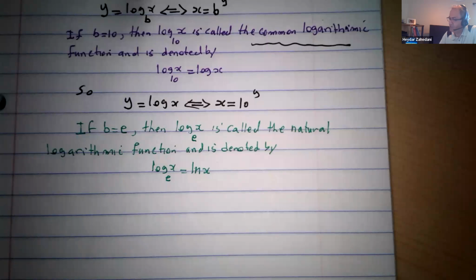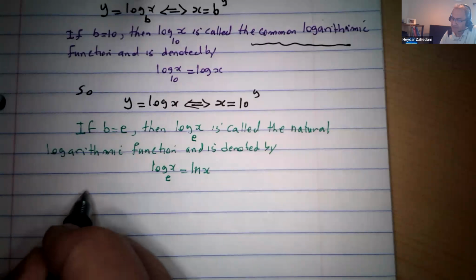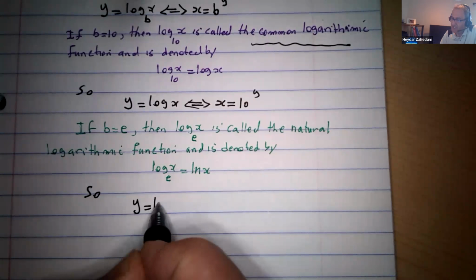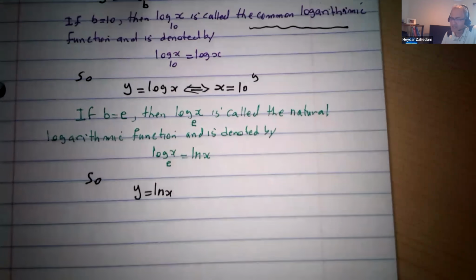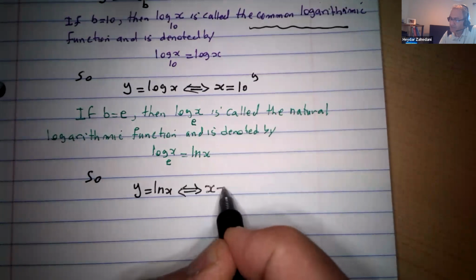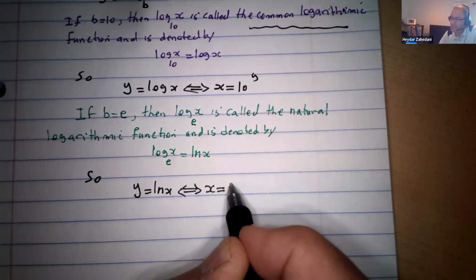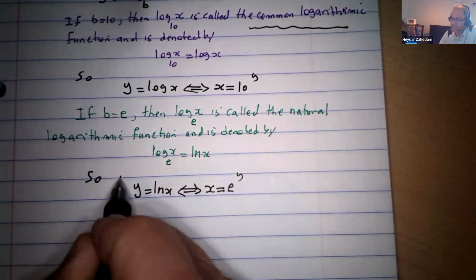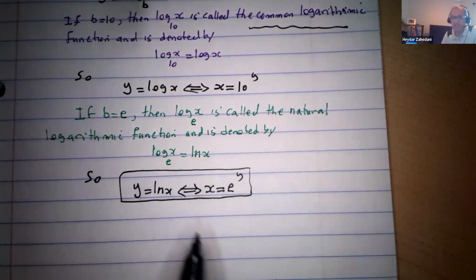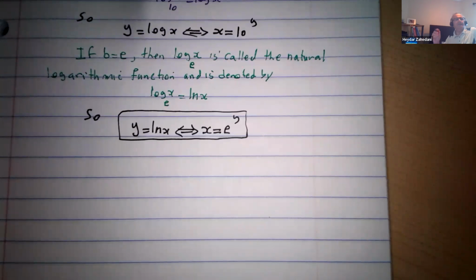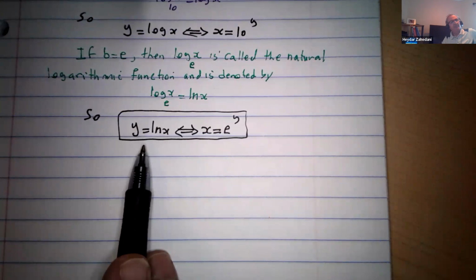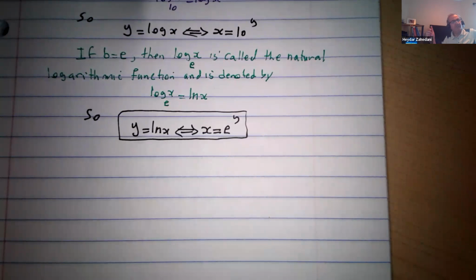So the definition in this case is going to be y equal to ln x, the natural log of x, if and only if x is equal to e to the y. Okay, that would be the natural exponential function. We are going to focus on this one because anything else we can change to it.